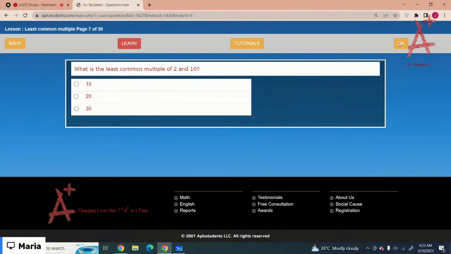What is the least common multiple of 2 and 10? Yes, 10 times 3 is 30. You can just multiply them. What is the least common multiple?